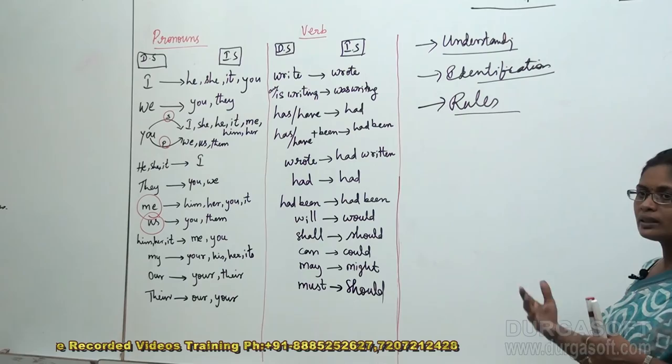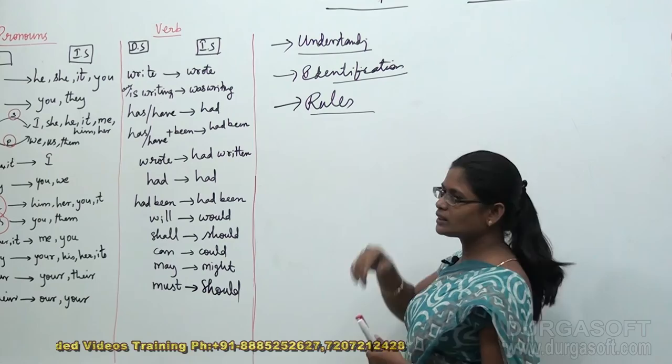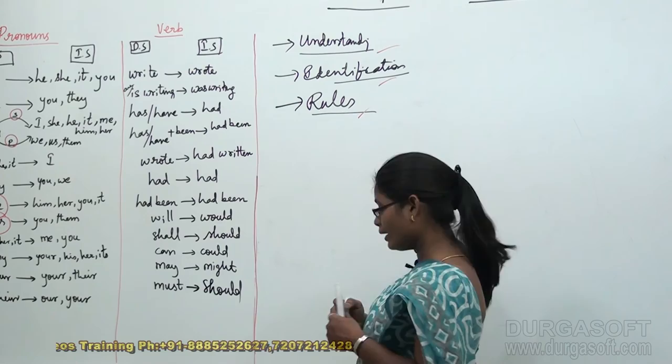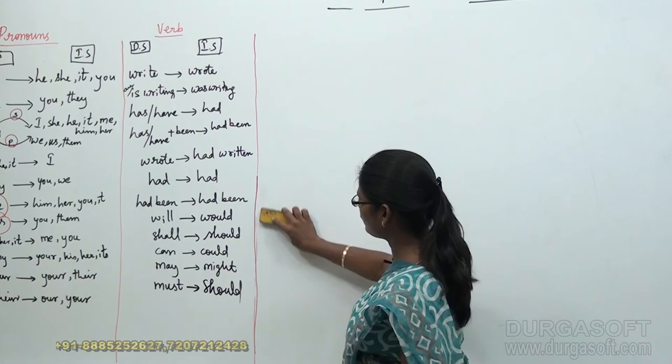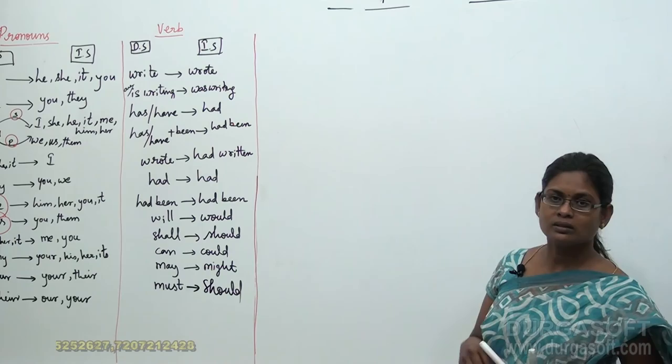Yeah? Okay. Now, the first three areas we have finished. Now we are going to concentrate on the examples. So, let us put them into action. So far, in fact, we were discussing only the rules. Now, we are going to bring them onto the dais. Now, I am taking an example.